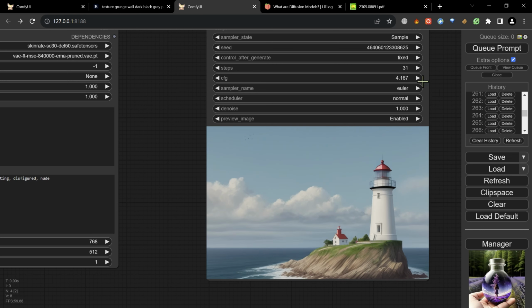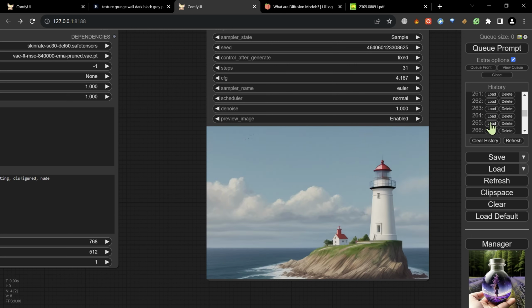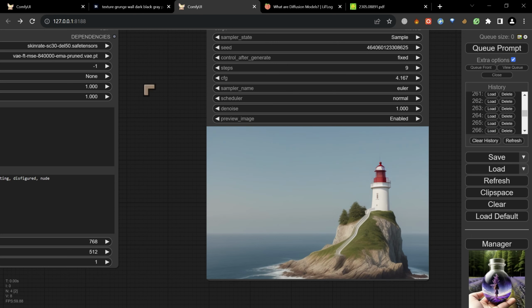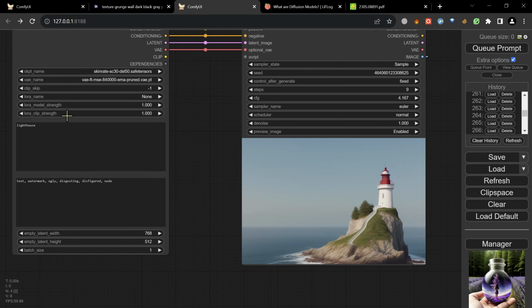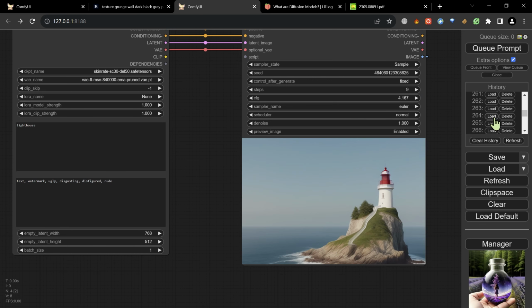Notice that as we move from 9 to 31 steps, we get a radical change in the landscape. Now, what the steps are doing, remember, is taking a look at the prompts and at the CFG as well. They work with the CFG, but they're looking at the prompts and saying, okay, how do we produce what this guy asked for, given that we have this model as the place to get our inspiration from? So 31 steps, 9 steps.